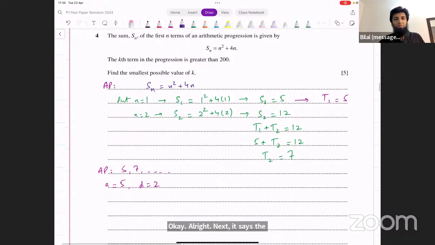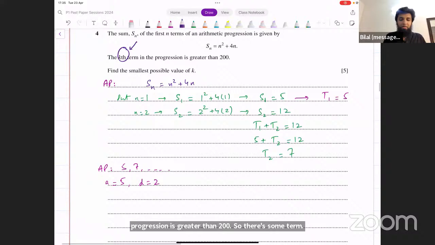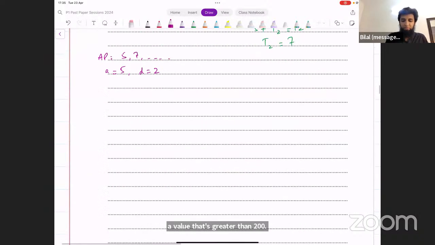Next, it says the kth term in the progression is greater than 200. So there's some term that we're saying is coming at the kth position. That term has a value that's greater than 200. So what we understand from that is Tk, that's what the kth term means, right? That is greater than 200.